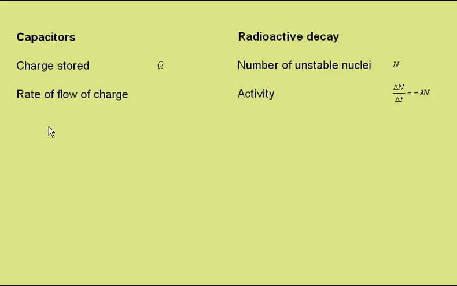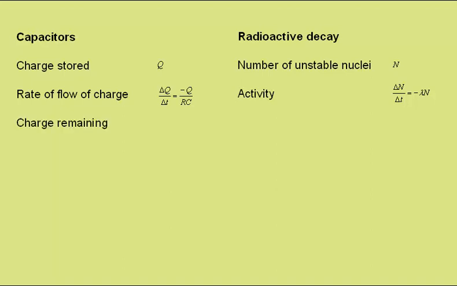The equivalent in a capacitor would be the rate of flow of charge, or the current, which is given by the change in charge over time, which we can denote by minus the charge over the time constant RC.